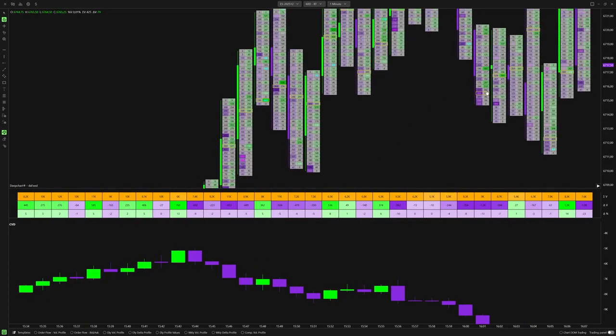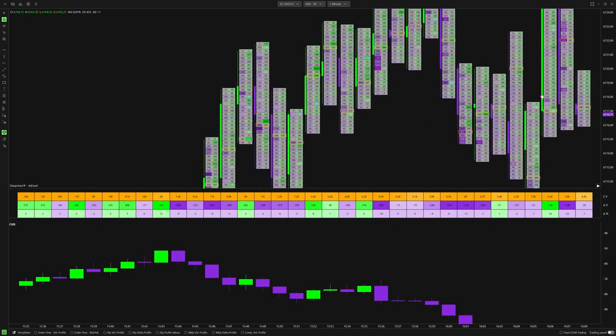So this was the CVD, and in the live sessions you will also see more practical examples. But this is all you need to know about one of the main order flow tools.